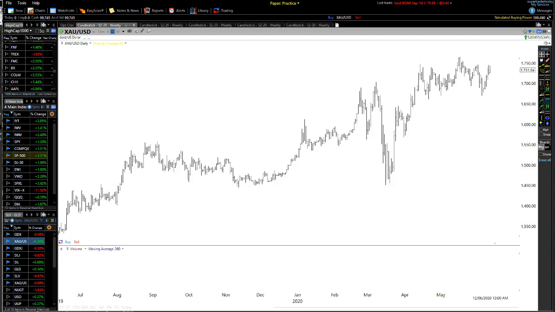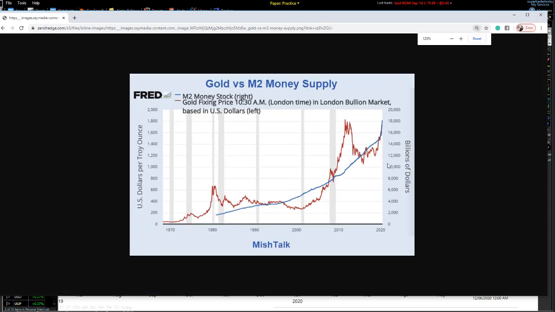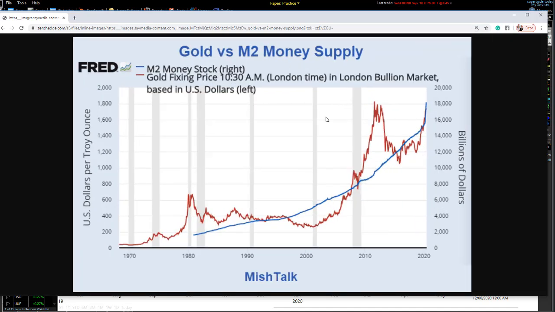Now, the one chart that I do want to share with you when it comes to gold is this chart. The blue line is obviously the money supply, and the red line is the gold price. Isn't this interesting? It seems like gold always comes back to where the money supply is. If gold gets too far away from it on the downside, we come back towards it. If it gets too far above it, we come back down. Now look what's happening: we're right in line with it right now.